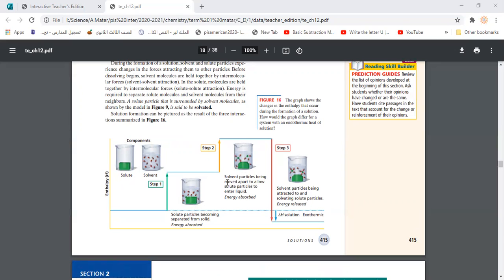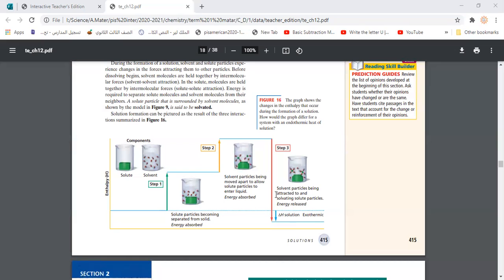So in step one and step two, we require energy, or we absorb energy, to overcome the solid-solid attraction force and the solvent-solvent attraction force. We add these together because both are absorption. Then in step three, once the solvent particles start to be attracted to the solute, a new kind of attraction force arises between the solvent and solute molecules. That is a solute-solvent attraction force, and this is going to release energy.